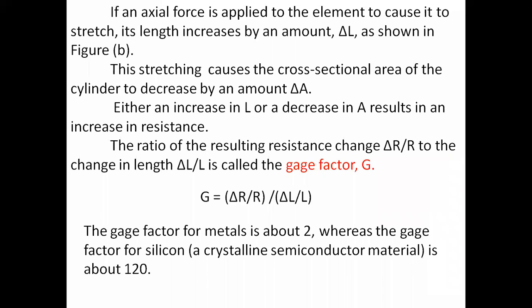That variation of the resistance or change of the length will be identified by the gauge factor. The gauge factor tells how much variation has occurred: for a given amount of change of the length, how much change of the resistance also happens in the conductor. It is the change of the resistance, delta R by R, to the change in the length, delta L by L. For semiconductors, its value is very high, around 120, whereas for metals it is around 2.